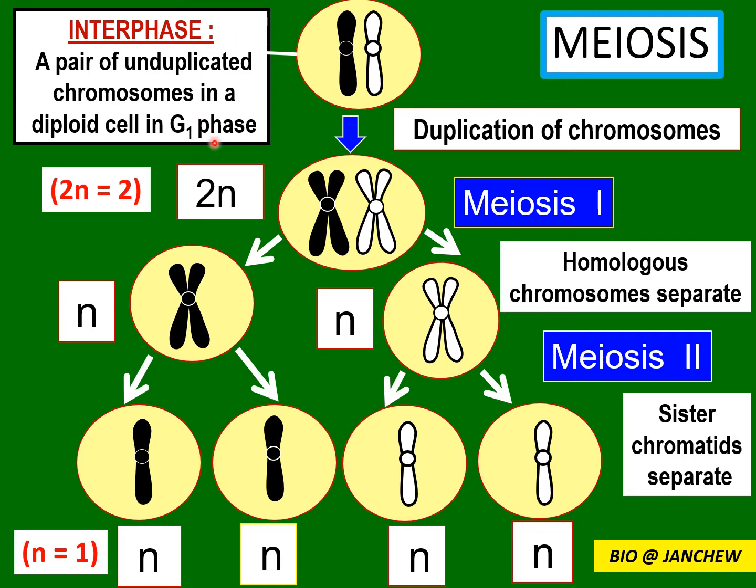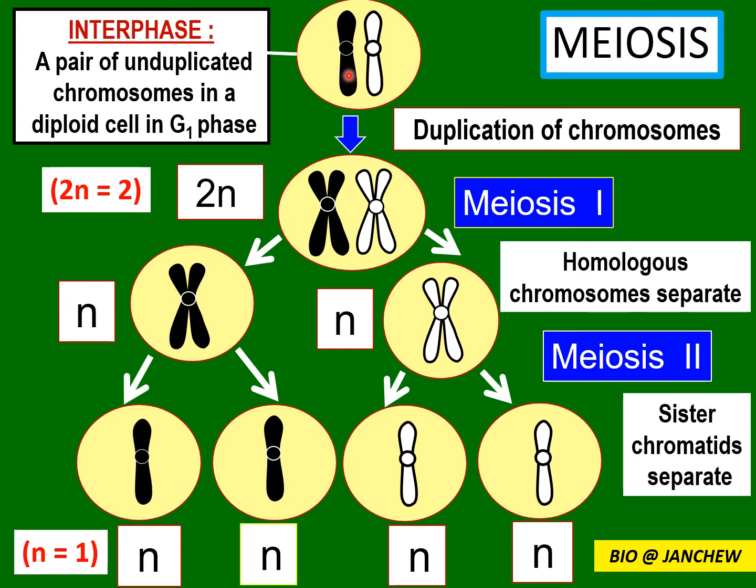So the first phase is G1 phase, when the cell is still small and young, and the chromosomes are not yet duplicated, so they are unduplicated. They are only made up of 1 strand of DNA each, which is very long. But after G1 phase, we have S phase, where there's duplication of chromosomes. That means the cell makes another copy of each chromosome, or we say there's replication of DNA during the S phase.